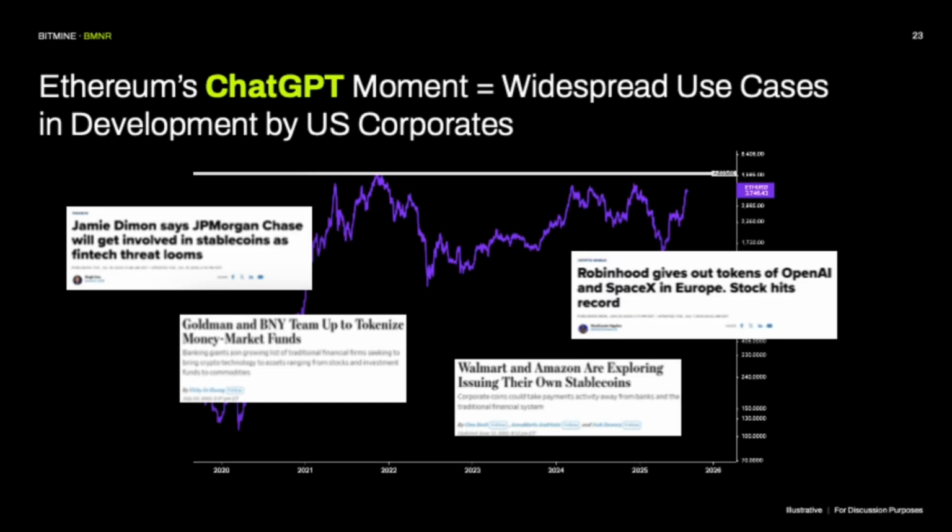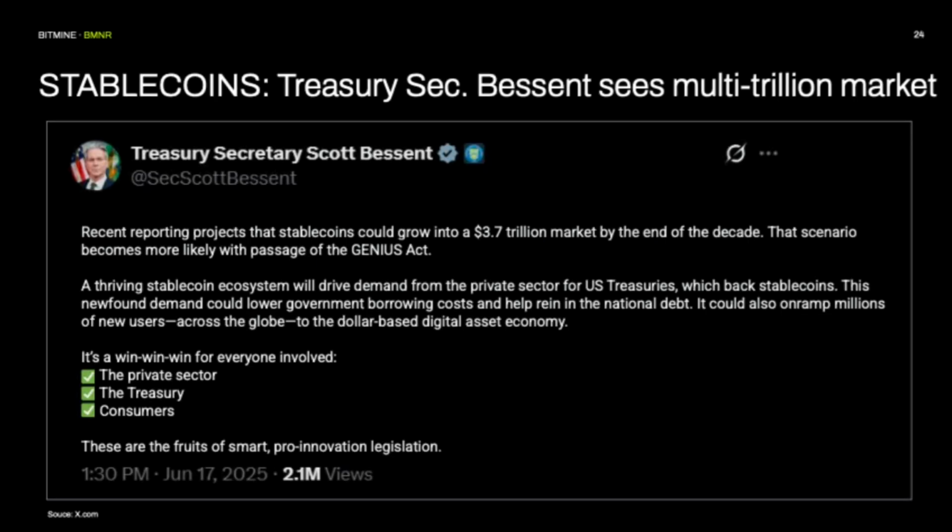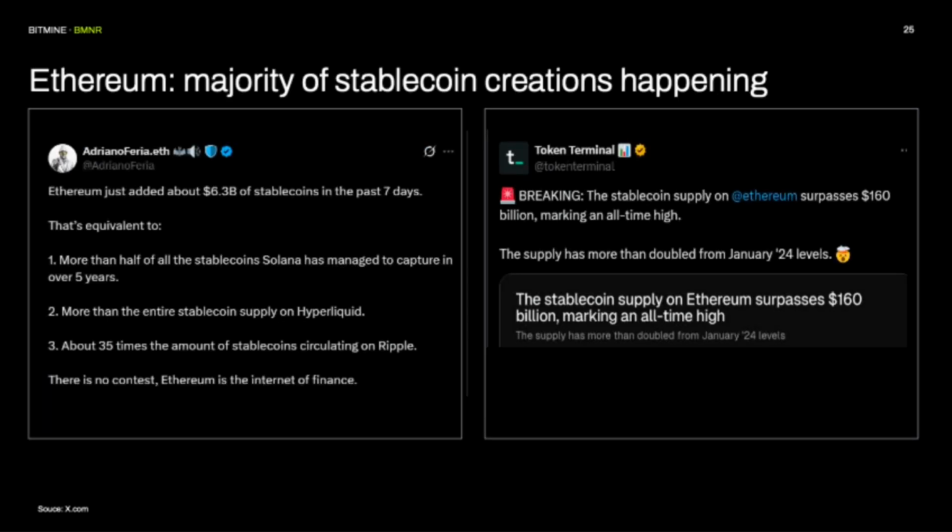JP Morgan, Goldman, Robinhood, Walmart, Amazon are testing stablecoins and tokenization. He calls it the ChatGPT moment, not distant theory, but right at the tipping point. He also cites comments from the Treasury side, arguing stablecoins could reach multi-trillion scale, bringing fees and activity to Ethereum as settlement layer. Then he puts down data.